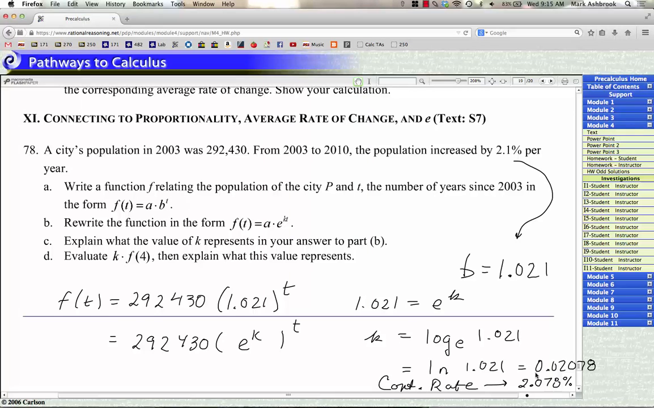All right, so what's the value of k represent? It represents the continuous rate, or the rate that when combined with continuous compounding gives us the true percent increase of 2.1%. All right, don't worry about D. We didn't really talk about that.